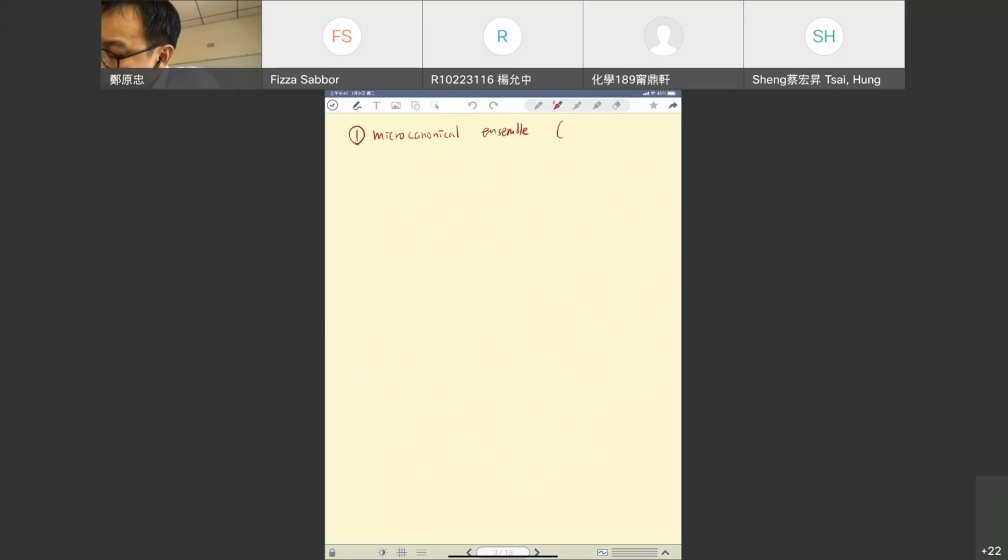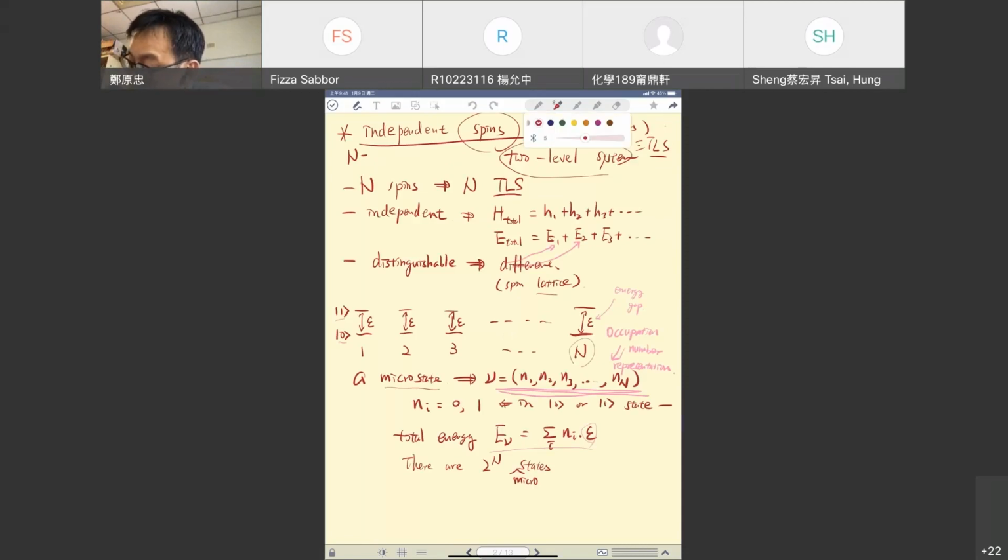So the microcanonical ensemble fixes E, V, N. The number of particles is already fixed. We have n spins, so it's fixed. Volume, there's no volume in this case, so it's fixed. And we need to fix the energy. And we know that for a given energy E, each spin has an energy epsilon, right? If we excite one spin, you get a small epsilon energy. So to get total energy E, you need to excite E divided by epsilon spins.